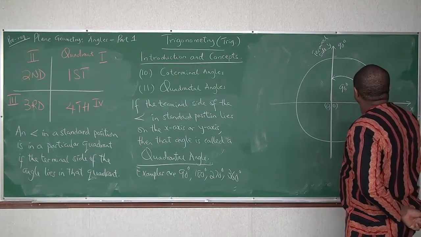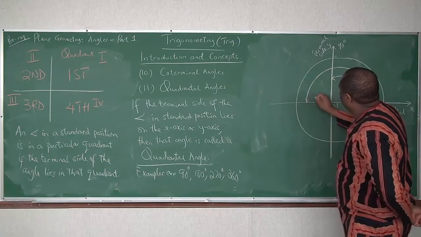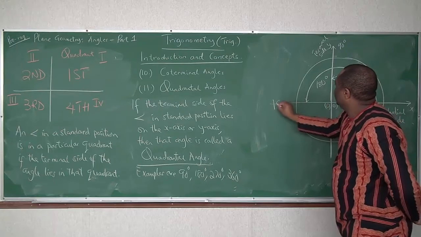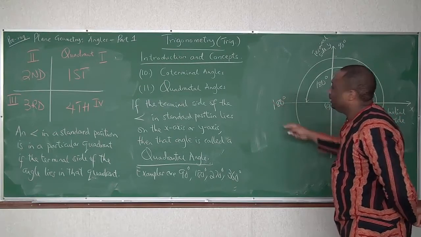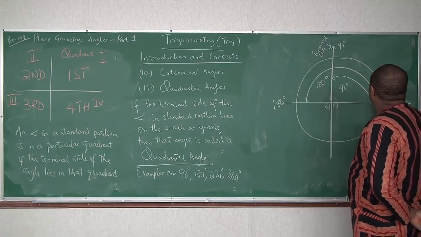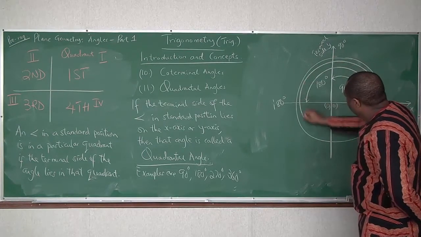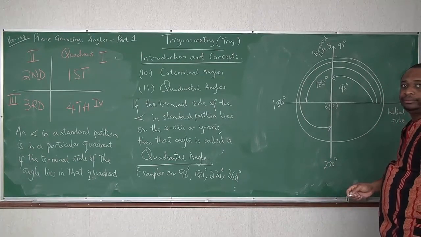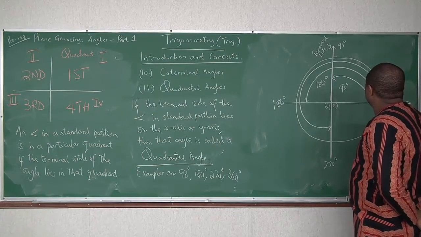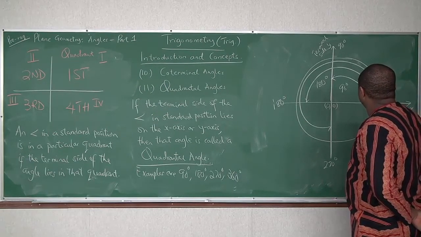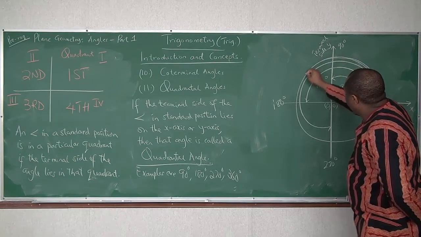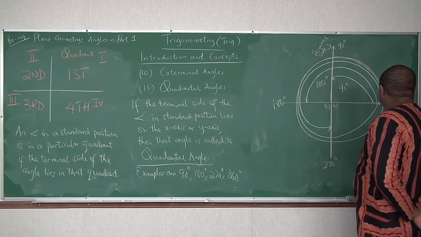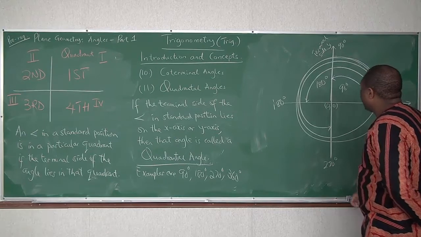Now if you draw again up to here, this is 180 degrees. Right? That is a quadrantal angle. If you draw again up to here, that is 270 degrees. That is a quadrantal angle. If you make one complete revolution back to here, this is 360 degrees. That is a quadrantal angle.